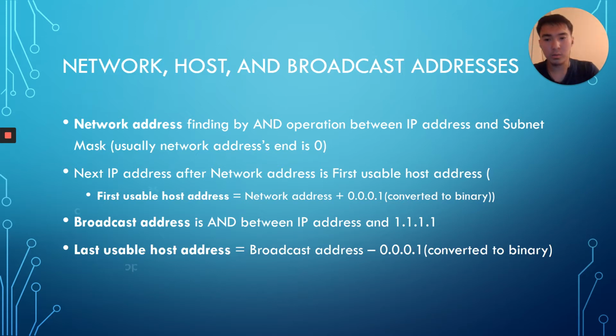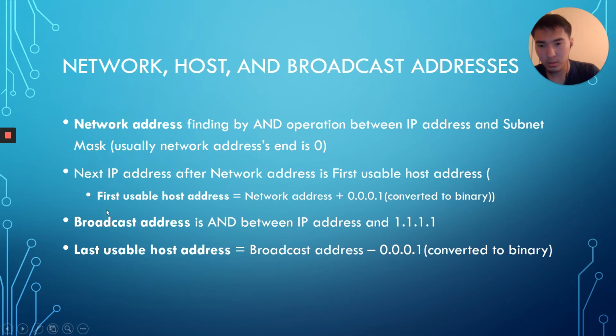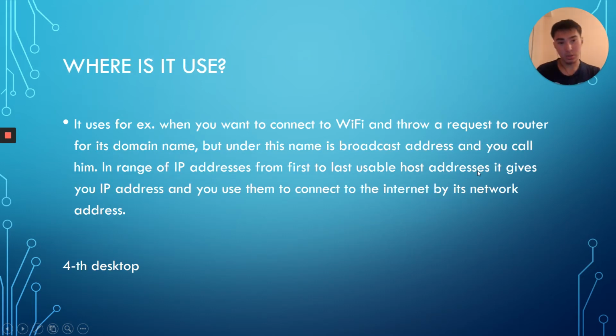For continuing, where is it used? Where do we use these elements? Where do we use broadcast, the network address, and the usable host addresses? I have a situation when we use them. For example, when you want to connect to Wi-Fi and send a request to the router for its domain name, under this name is the broadcast address, and you call it. In the range of IP addresses from the first to the last usable host address, it gives you an IP address, and you use it to connect to the internet by its network address.